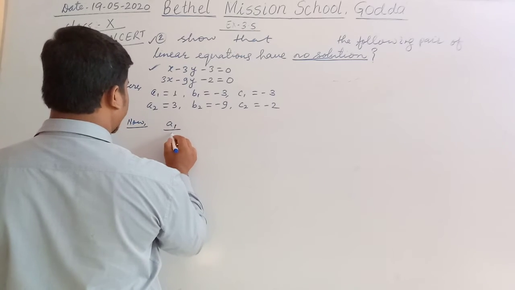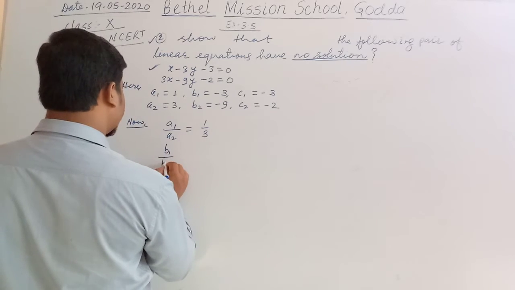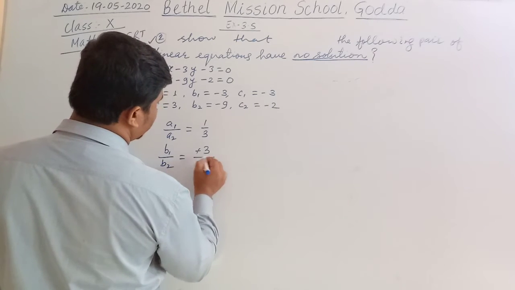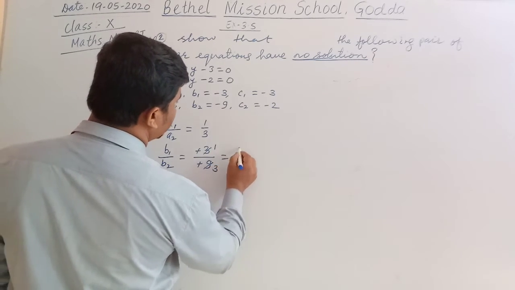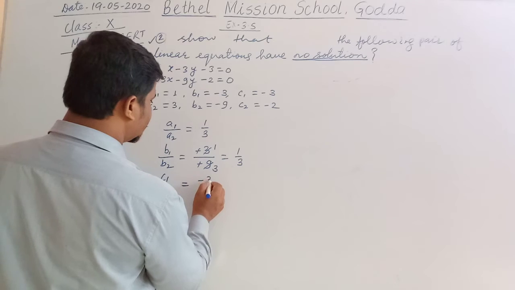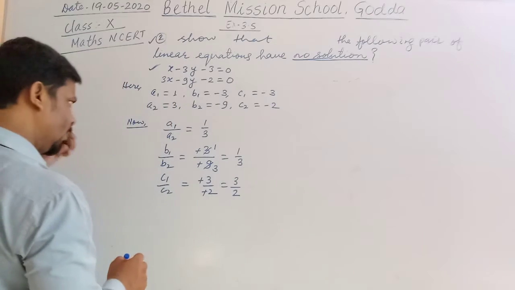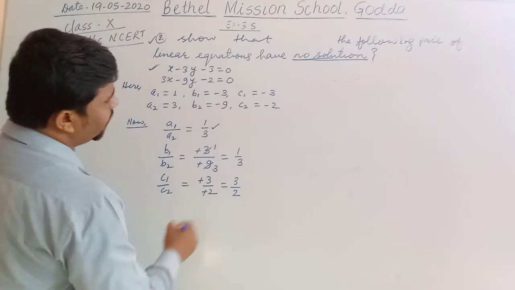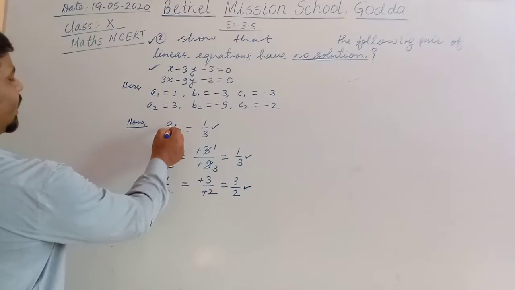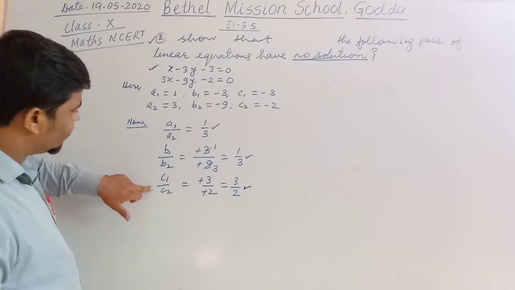Now a1 by a2 equal to 1 by 3, b1 by b2 equal to minus 3 upon minus 9, minus minus gone, 1 upon 3, and c1 by c2 equal to minus 3 upon minus 2, which is 3 upon 2. You can see a1 by a2 is 1 by 3, b1 by b2 is 1 by 3, but c1 by c2 is 3 by 2. Means a1 by a2 and b1 by b2 both are same. So these two are equal and this is not equal.